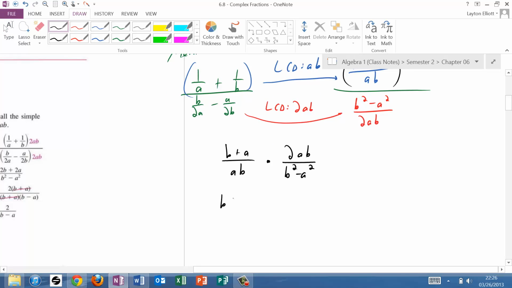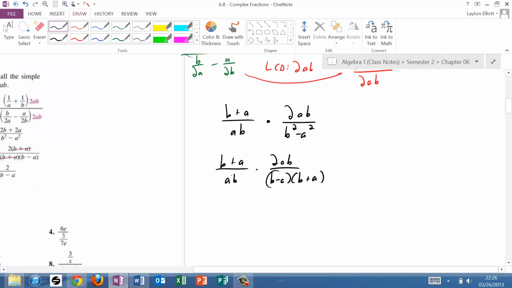I'm going to factor whatever I can, so B plus A over AB times 2AB over, this is going to be B minus A times B plus A. Now I'm going to cancel an A here, a B there. The B plus A goes with this B plus A. I end up with 2 over B minus A. So that's method 1.